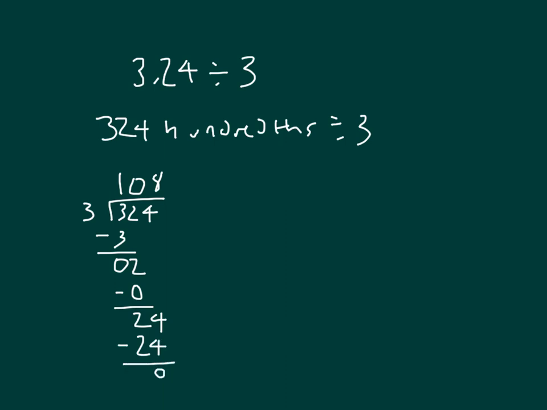So 324 hundredths divided by 3 is 108 hundredths, which I would rewrite as 1.08. 100 hundredths would equal 1, and then I'd be left with 8 hundredths. So 3 24 hundredths divided by 3 is 1 8 hundredths. Okay, so we have 3 24 hundredths divided by 3 equaling 1 8 hundredths.